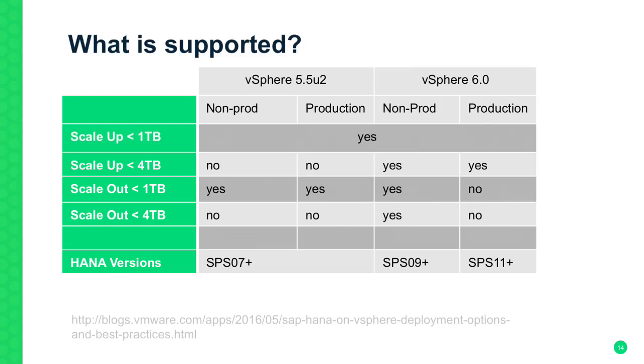And what about the scale out configuration? It's certified up to 1 terabyte for production and non-production environments for vSphere 5.5 and vSphere 6.0. If you go up to 4 terabyte, the certification is just for vSphere 6.0. But if you want to look into details about all the supported metrics for all the configurations, you can look at the link in VMware.